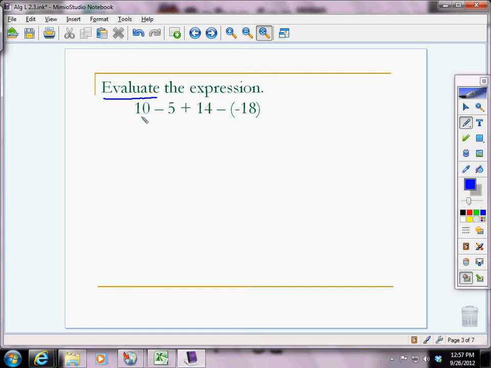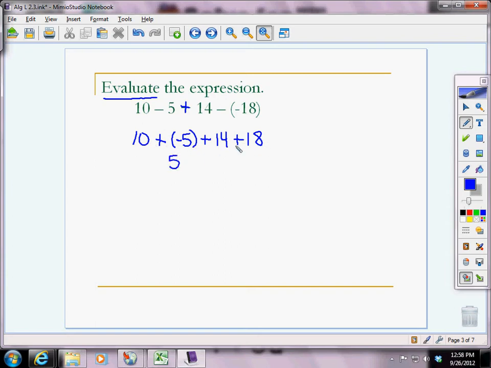So if we wanted to change this to addition, we'd keep the 10, change the minus to a plus, change 5 to its opposite, which is a negative 5. I write it in parentheses just so we don't get sloppy and go plus, negative, and can't really tell. If you look at the next part of our expression here, it says plus 14. Since it's already a plus sign, leave it alone. We want it all to be adding. Okay? So now we keep the 14, we change our minus to a plus, we change negative 18 into positive 18. So now when we add these, 10 plus a negative 5 is 5.